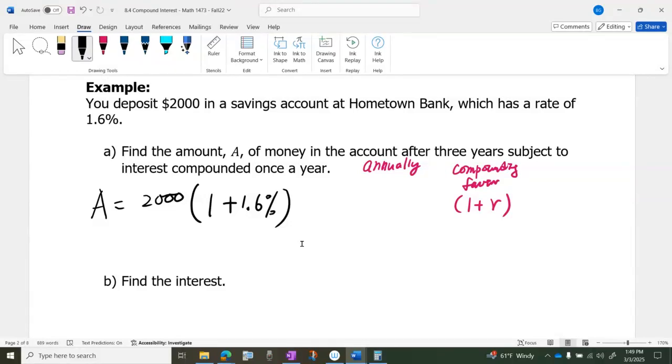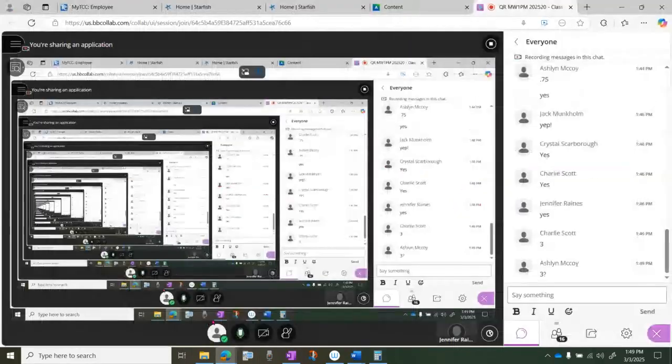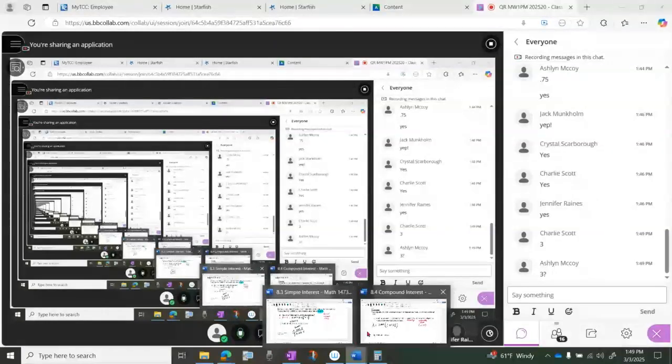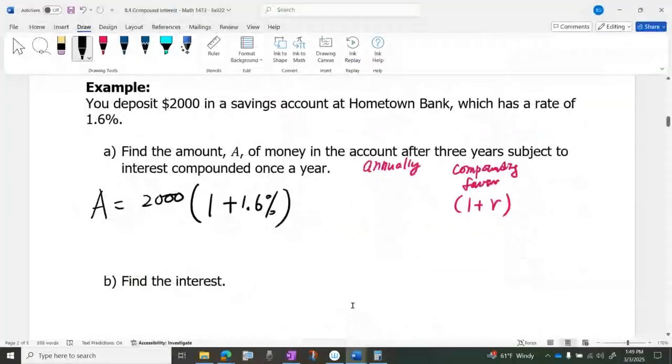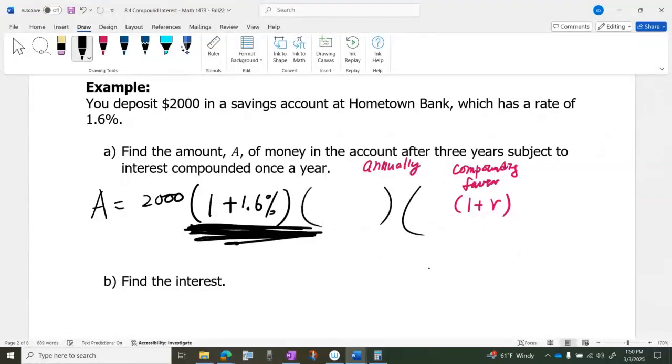If the interest is compounded once a year, correct. Actually, it is 3 times. Sorry, I misspoke: once a year for 3 years, so 3 times. It means you're going to multiply this compounding factor 3 times, right? But instead of doing that 3 times, you just do a cube.